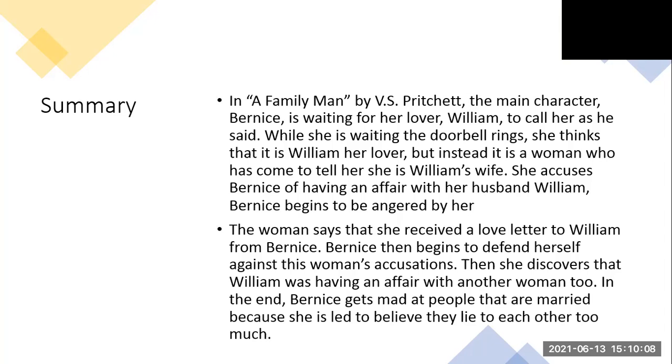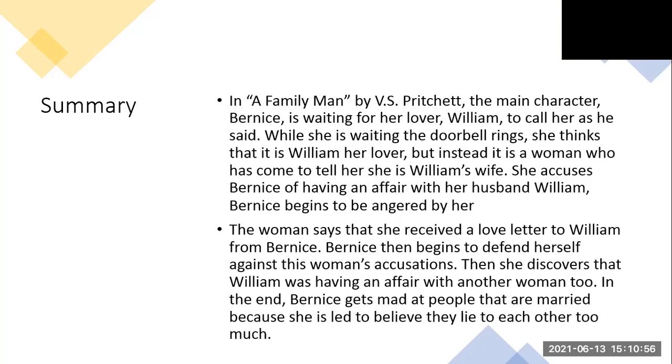So in the story, there is a main character, and her name is Bernice. She's waiting for her lover, William, to call her, as he said. She was even expecting a visit from him. Now, we understand from the very beginning that William Cork, this is his name, is a married man. Now, while Bernice is waiting for William, the doorbell rings, and of course, she thinks that this is William, and she opened the door.